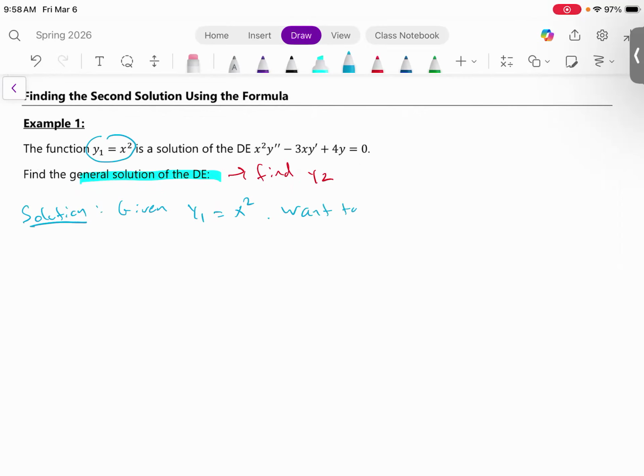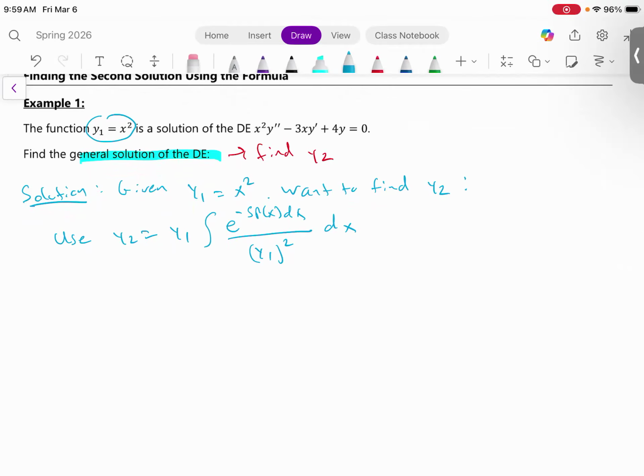We want to find what y2 is. So we're going to use the reduction of order formula: y2 equals y1 times the integral of e to the negative integral of p of x dx, all over y1 squared, times dx.